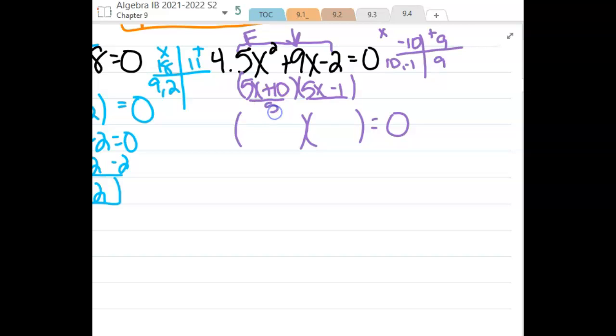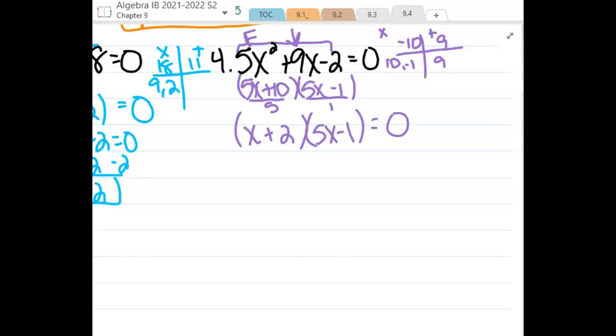A 5. Make sure we do the butterfly method. 5x divided by 5 is x. Remember, the 10 is positive here, to give me a positive 9. And then 10 divided by 5 would give me 2. What do 5x and 1 have in common? Nothing. Right, so that's just going to stay 5x minus 1.